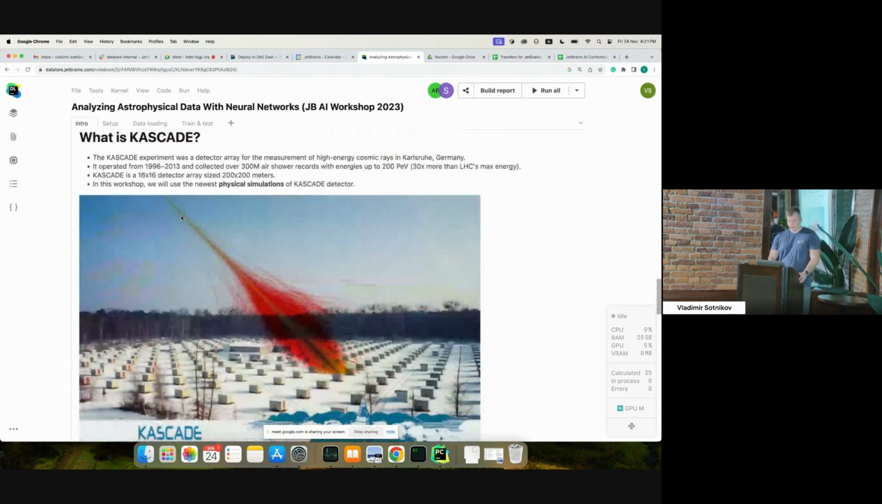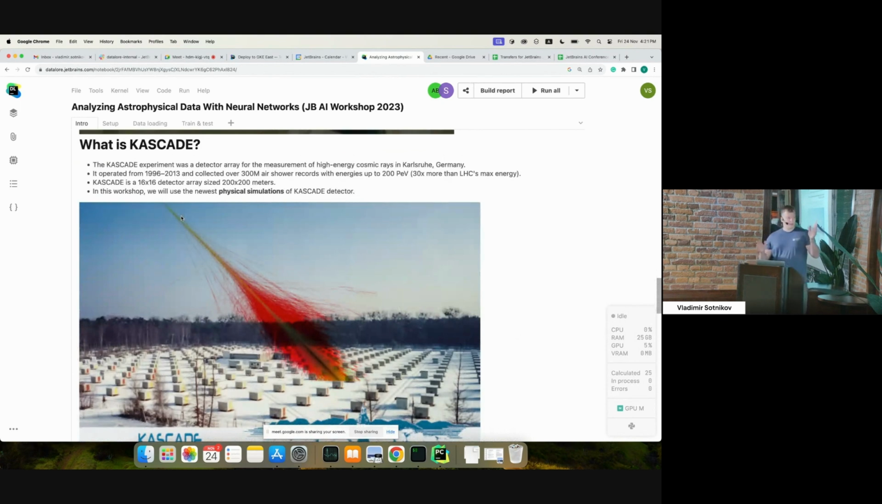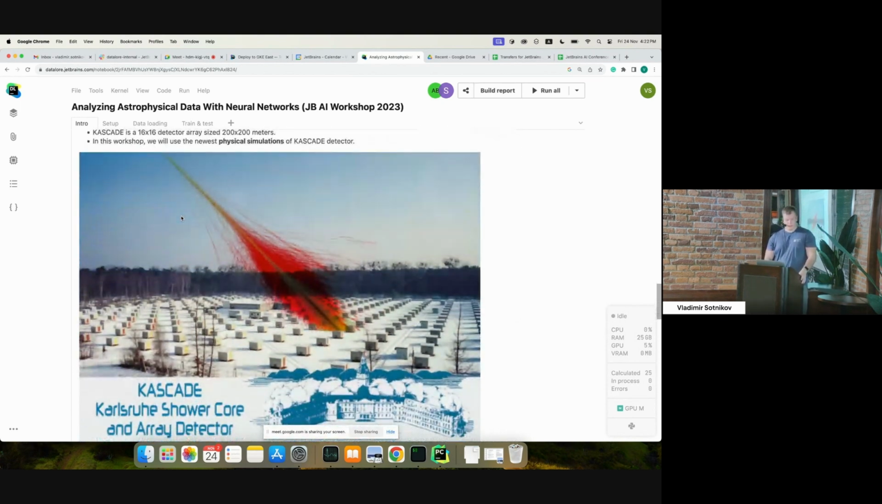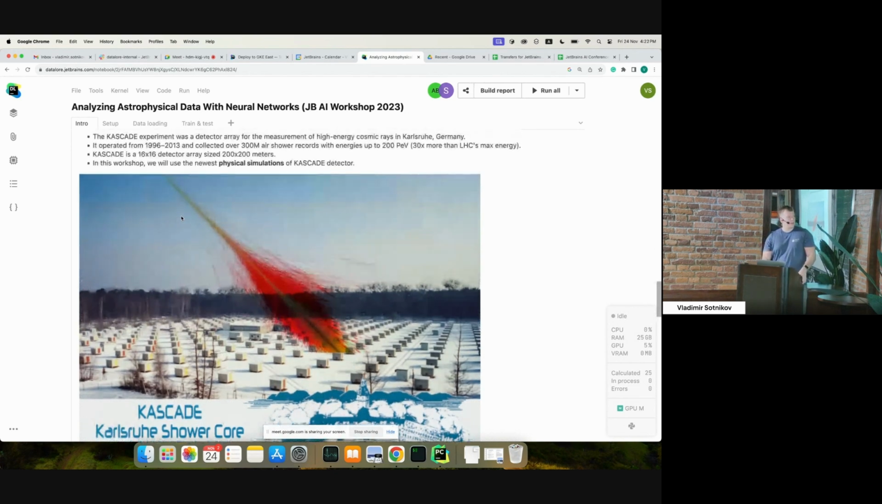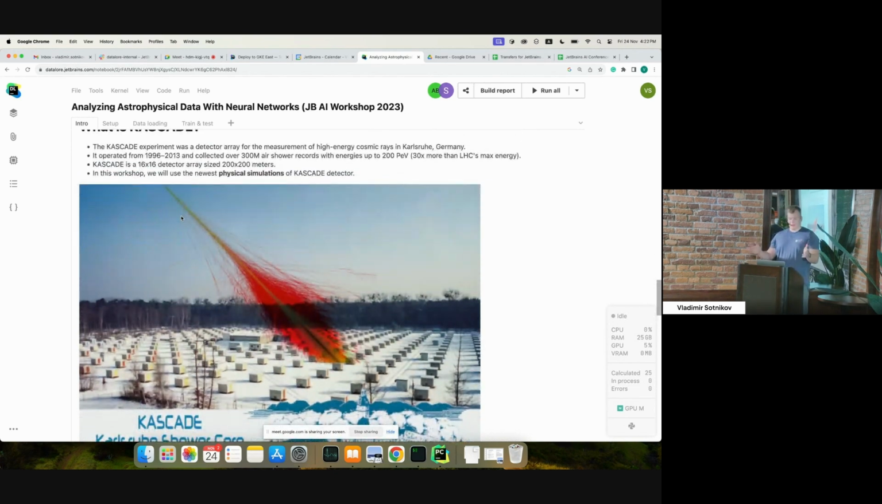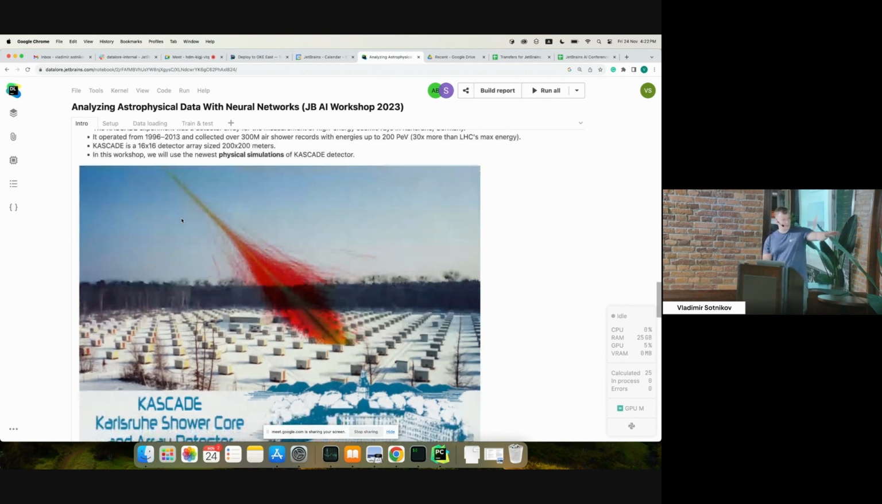In this particular workshop, we'll be exploring the data produced by the KASCADE. KASCADE, or Karlsruhe Shower Core and Array Detector, was an experimental detector array in Karlsruhe, Germany, that operated for over 20 years. It accumulated over 300 million air shower records, including cosmic rays with energies up to 200 peta-electron volts, which is 30 times more than the LHC's max energy.